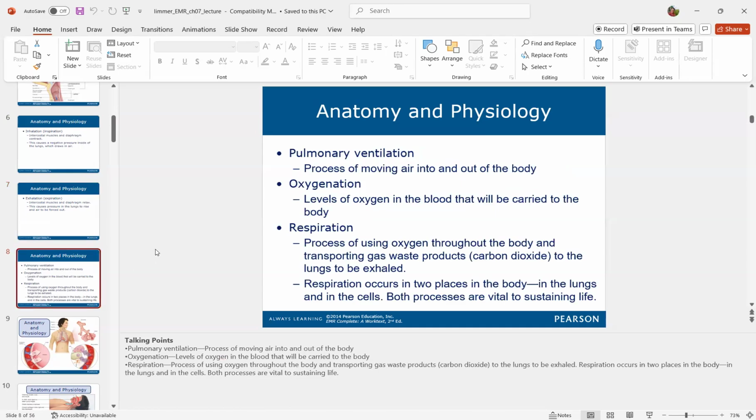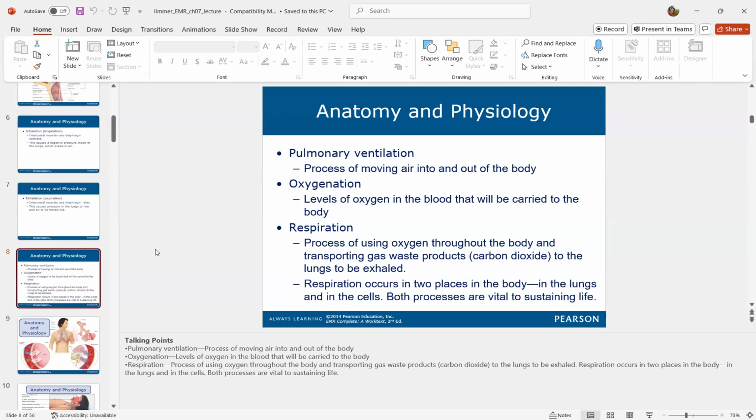For pulmonary ventilation, this is the process of moving air into and out of our body. So just the process of us breathing. Oxygenation, this is the levels of oxygen in the blood that will be carried to the body. So this is how we're going to use a pulse ox for this. We're going to get there when we do vital signs, but we use a pulse oximeter for getting our oxygen level reading in a percentage up to 100.